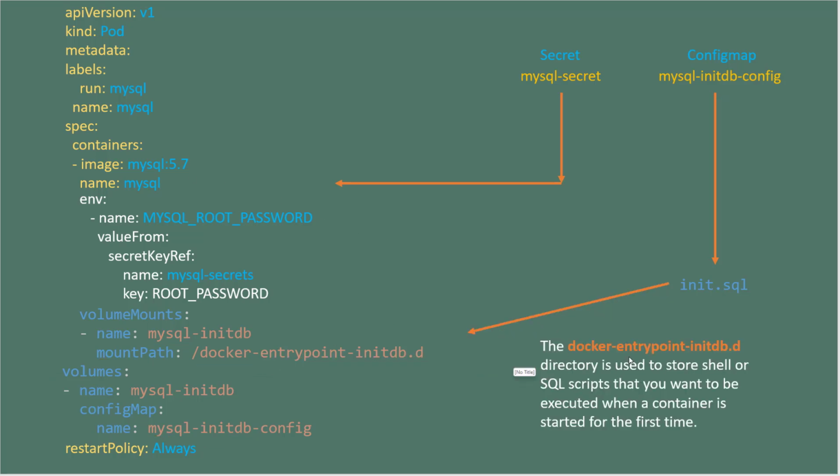The Docker entrypoint-initdb.d is used to store shell or SQL scripts that you want to be executed when a container is started for the first time. So here is the complete configuration for the MySQL pod that we need to run.